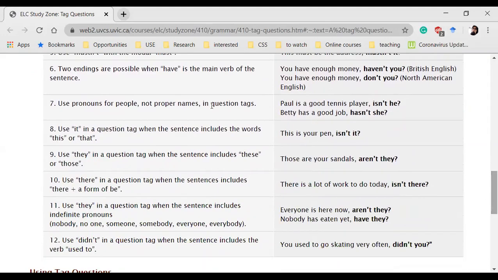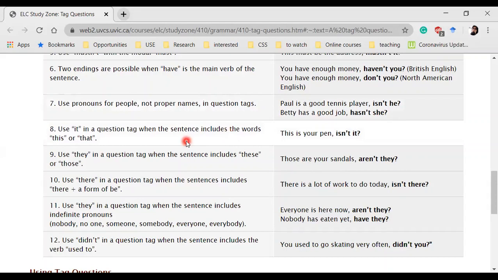Number seven, use pronouns for people, not proper names, in question tags. We already discussed that we would not repeat the proper name, rather we would use a pronoun for them. This is again a common mistake that we might make. We cannot say "Isn't Paul"; rather we would use a pronoun, he or she or they and so on.